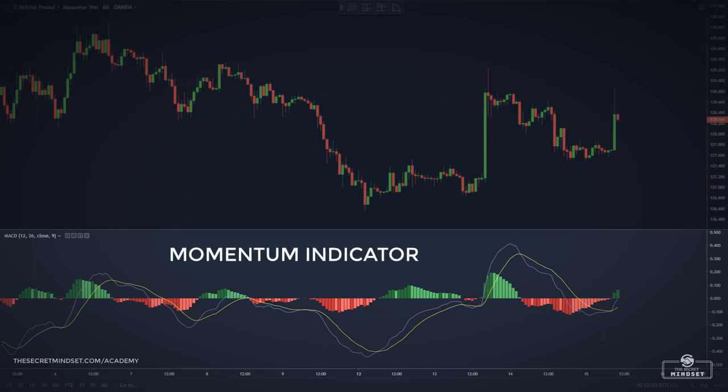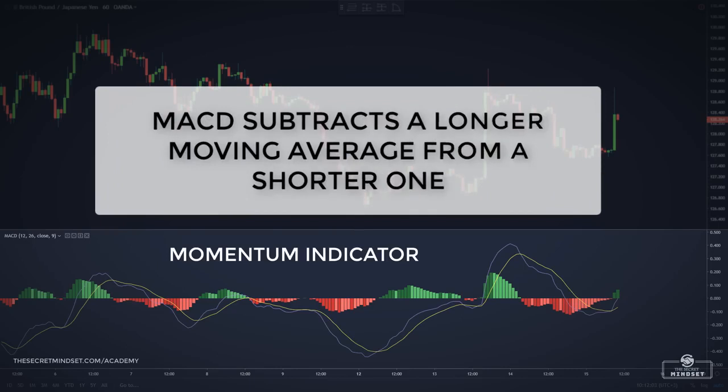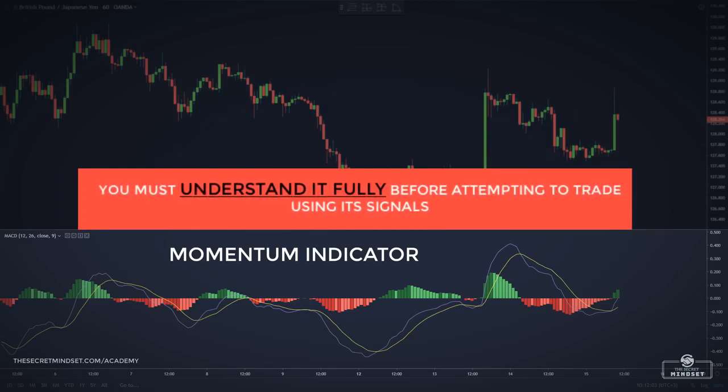The MACD turns two trend-following indicators, moving averages, into a momentum oscillator by subtracting the longer moving average from the shorter one. The Moving Average Convergence Divergence is a relatively easy-to-use tool, but it's crucial to understand it fully before attempting to trade using its signals.